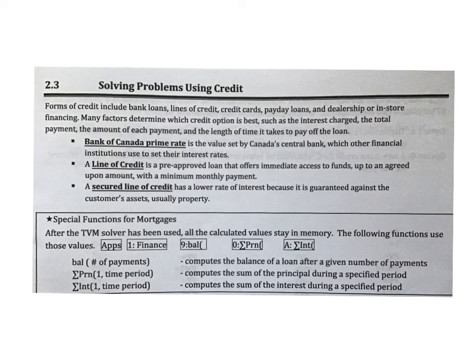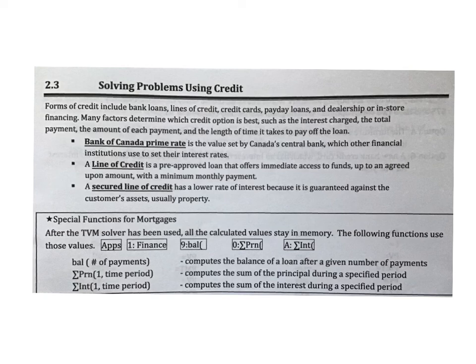Number 9, which is the balance one. The balance function tells you how much of the loan you still have to pay off, and you put in how many payments you've made already. So you type BAL, open a bracket, type in how many payments have been made, and then close the bracket.